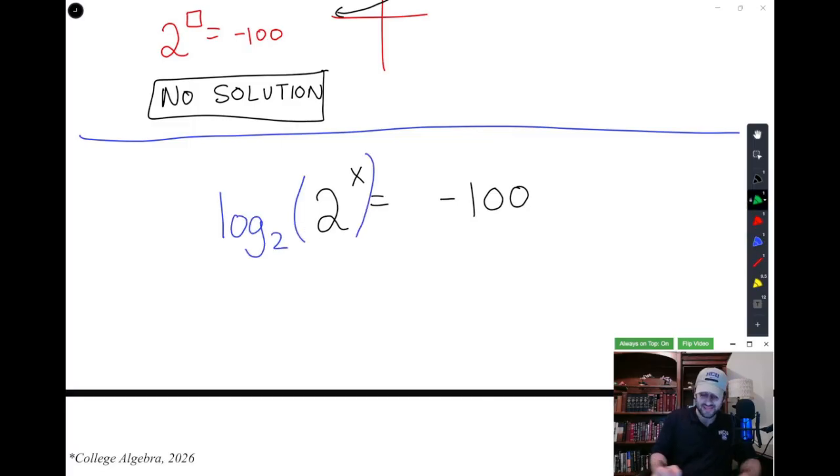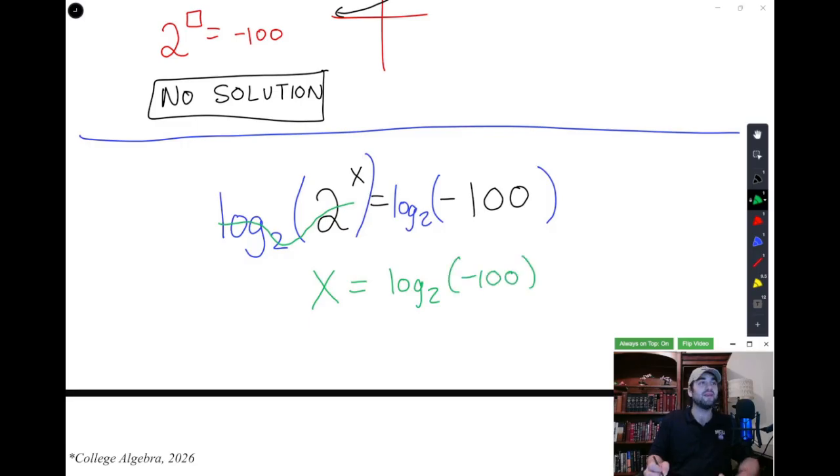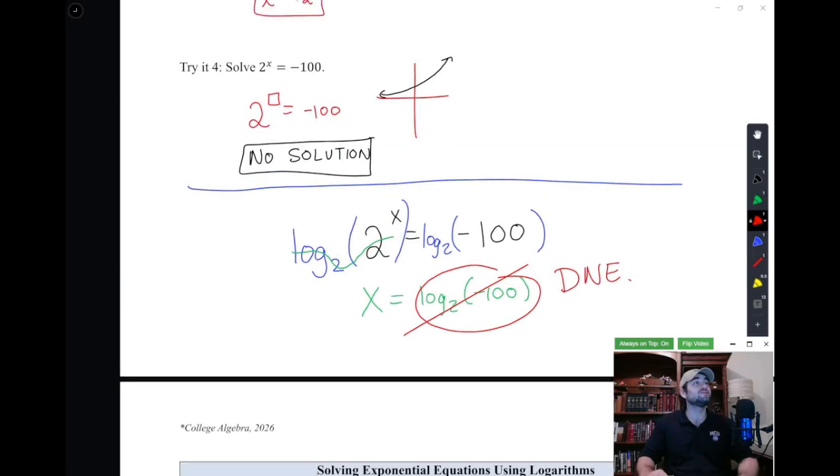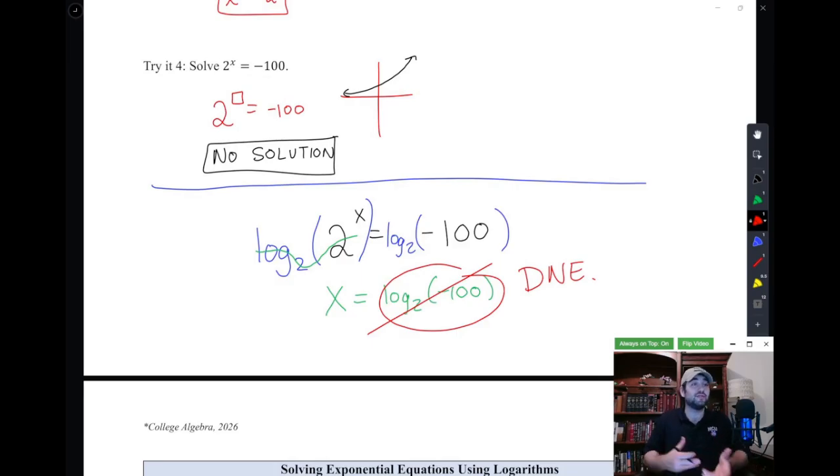And what that's going to do is it's going to cancel the log, the 2, and the 2, and leave us with just an x. But what you do to one side, you have to do to the other. And so x is just equal to log base 2 of negative 100. And if you remember our talk about domain restrictions on the log, we said they were not allowed to have a negative. And so there is no solution. It does not exist. There's no solution to that problem. And we did that by using that cancel out property of the logarithm with the same base.